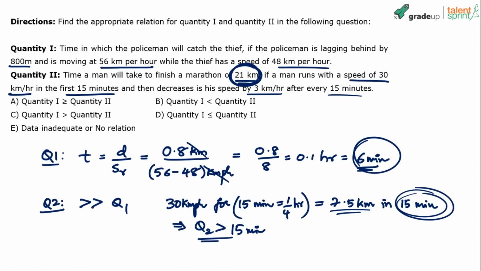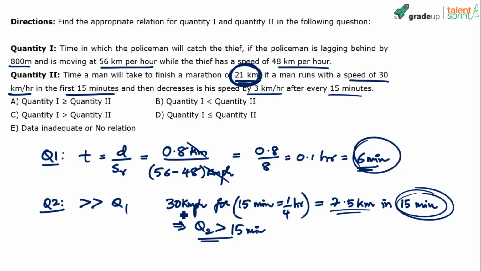So if you're trying to solve the complete question, how much distance will he cover in the next 15 minutes, then how much will he cover in the third 15 minutes, and then the fourth 15 minutes, that's how you'll have to solve it, right? Suppose only quantity 2 is given as a question, where we have to find out how much time this man will take. We'll have to work in 15-minute slots. In the first 15 minutes, he has covered 7.5 kilometers. How much will he cover in the next 15 minutes? Because his speed in the next 15 minutes will be reduced by 3.